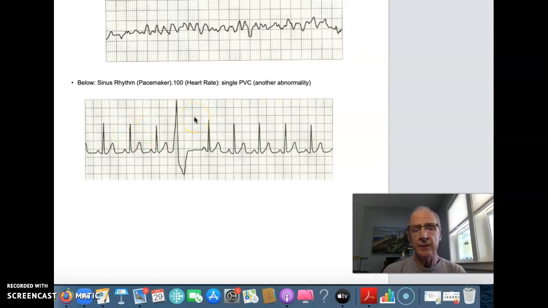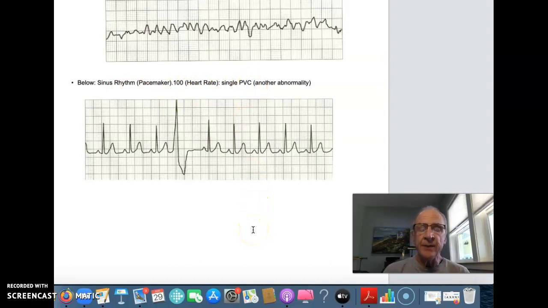Third step, is there any other abnormality seen in the strip? And there is. This single beat is a PVC, premature ventricular contraction. So if you saw this in a quiz and were asked for your interpretation, the correct answer would be sinus rhythm, heart rate of 100 with a single PVC.